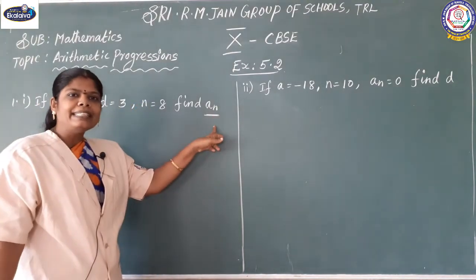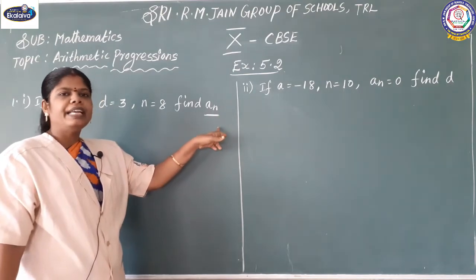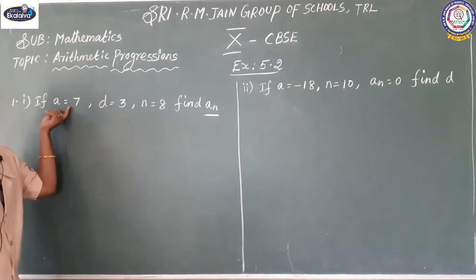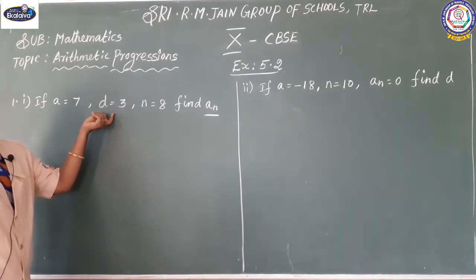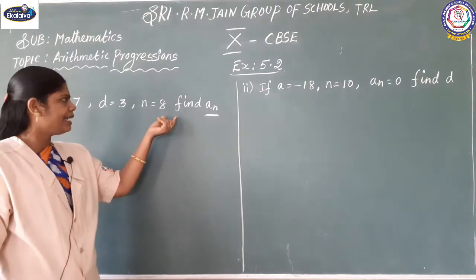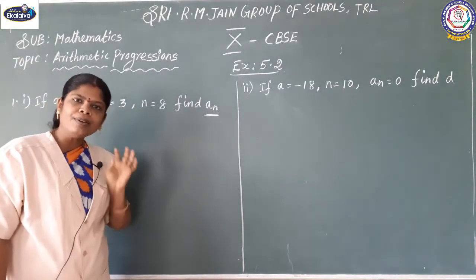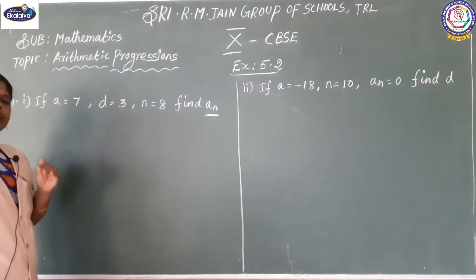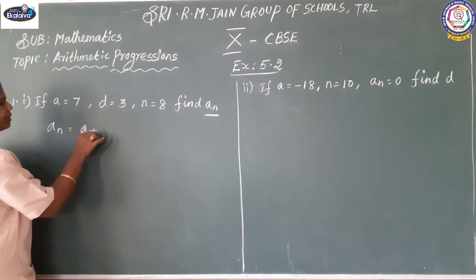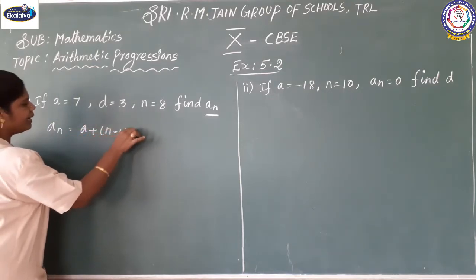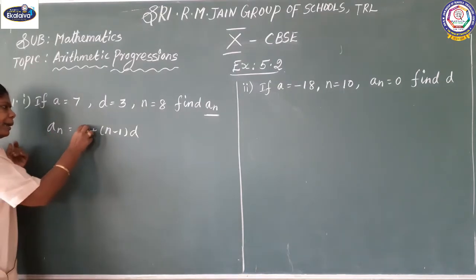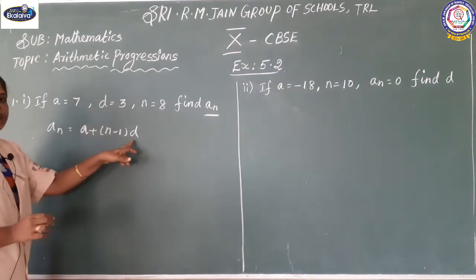an means the nth term of an AP, we need to find out. a represents the first term and d is the common difference. n represents the number of terms, which is equal to 8. So we need to find an. We know that an equal to a plus n minus 1 into d. What is the formula? an equal to a plus n minus 1 into d.